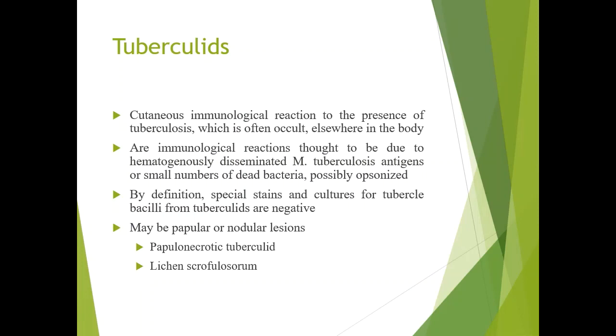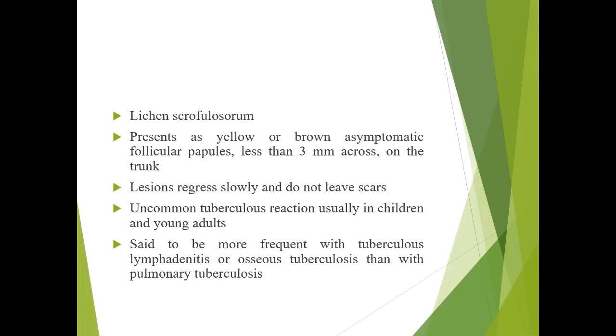They may be papular or nodular lesions like papulonecrotic tuberculid and lichen scrofulosorum. Lichen scrofulosorum presents as yellow or brown asymptomatic follicular papules less than 3 mm across on the trunk. Lesions regress slowly and do not leave scars. These are uncommon tuberculous reactions, usually in children and young adults, said to be more frequent with tuberculous lymphadenitis or osseous tuberculosis than with pulmonary tuberculosis.